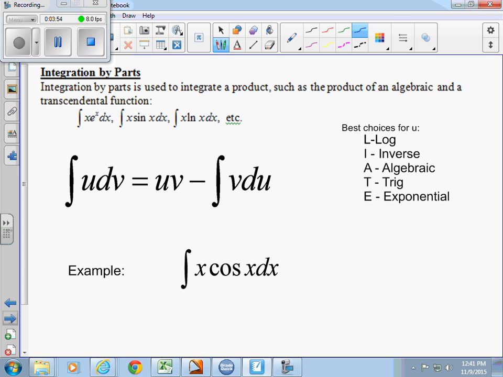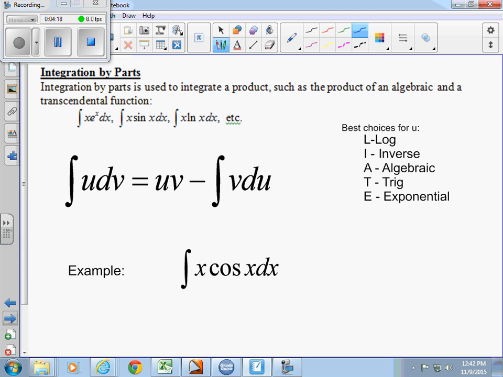Our example that we're going to use is x times cosine of x. So I want to find the antiderivative of x times cosine of x. We're going to choose a u and a dv. Essentially, it's a little similar to substitution, but you're going to pick two parts. You're going to pick a u and a dv.